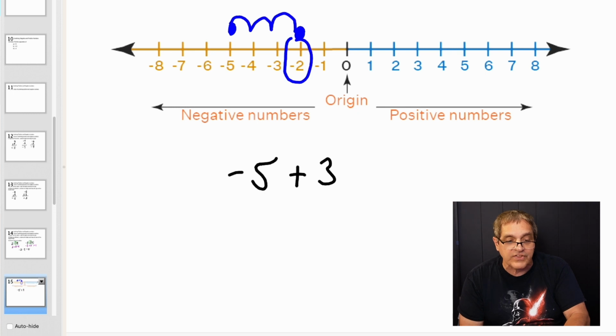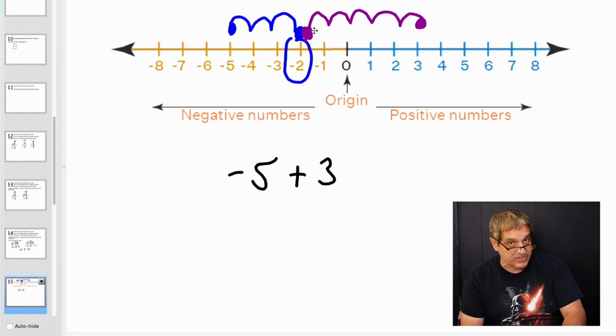Now, what if I started the other way? What if I started at +3? Here I am at +3. And it says go 5 in the negative direction. And the negative direction is left. So I go 5. 1, 2, 3, 4, 5. And of course, I came up with the same answer of -2.